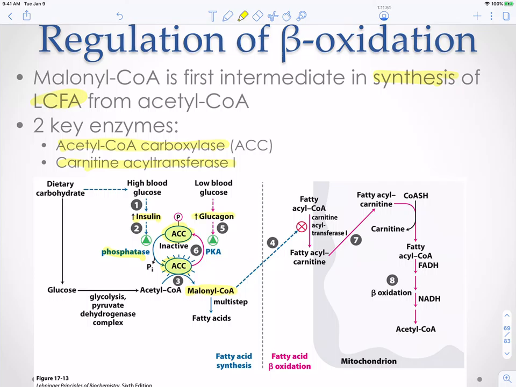And then in the presence of glucagon, you're going to add a phosphate to this acetyl-CoA carboxylase, and it's going to shut down. Now you're going to decrease the amount of malonyl-CoA, and that will decrease that negative regulation of your carnitine acyltransferase 1. And so now you can start doing beta oxidation.